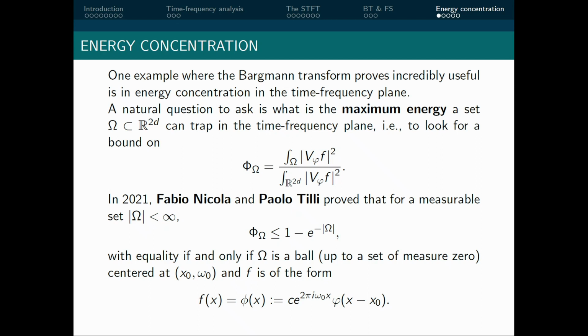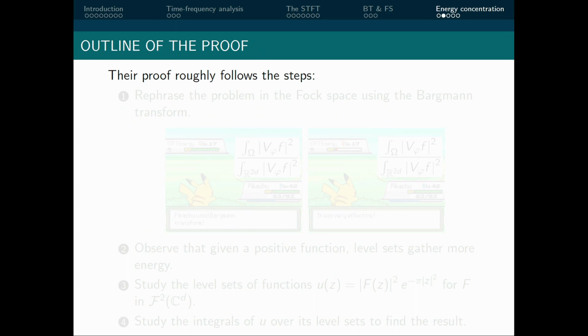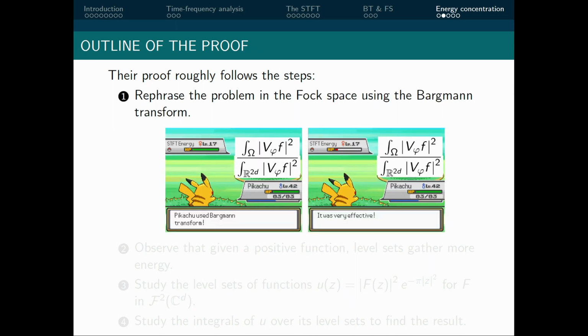So anytime you have this kind of problem in which you have an inequality and a characterization of equality cases, you can ask for stability. But let's, really fast, look at the outline of the proof. So the proof basically follows the next steps. First of all, you use the Bargmann transform to turn this problem into an easier problem, and now you have a really happy Pikachu.